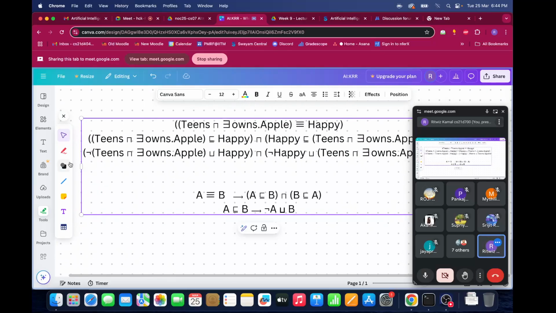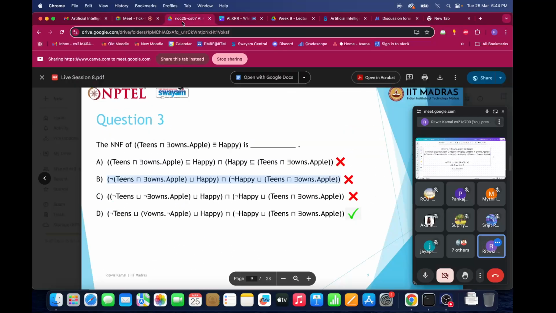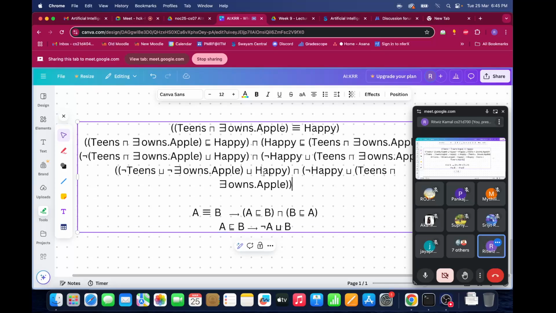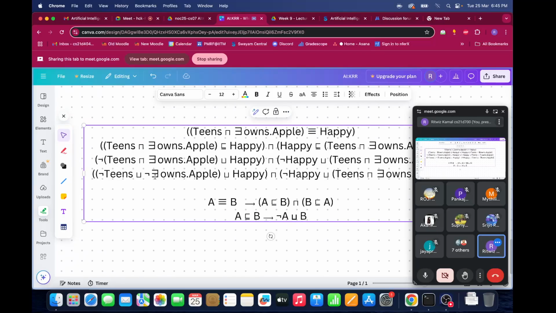Next what we do is we push this negation all the way inside, right? So this will become not of teens, this and will become an or, there will be a negation in front of this there exist owns dot apple, right? And then this will remain or happy, and this will also remain as it is, right? That is what is shown over here. Okay, this step is clear.